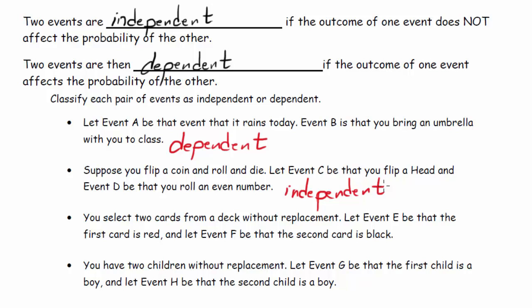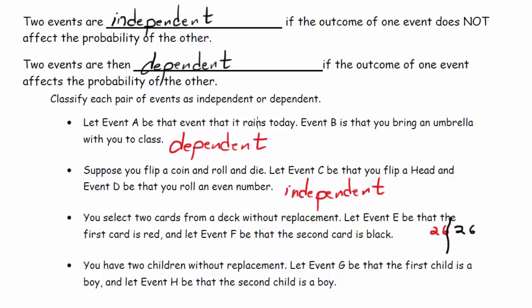So you select two cards from a deck without replacement. Let event E be that the first card is red, and let event F be that the second card is black. All right, so this one's a little tougher. When I pull my first card and I get a red, is that going to make it more or less likely that I get a black? Well, these would affect each other. So let's think about this. I'm going to start off here, and we have 26 reds and 26 blacks in a standard deck of cards.